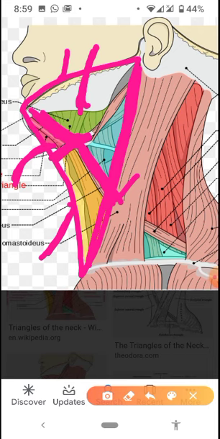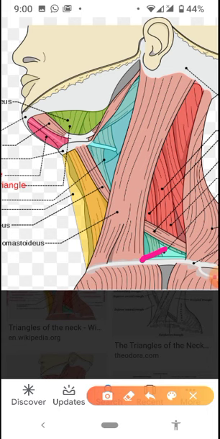Okay, so coming to the inferior part, you have this one and this one. Only muscles are present over here, so that's why it is called the muscular triangle. This is the muscular triangle, and this is basically the carotid triangle. I will tell you the details again.